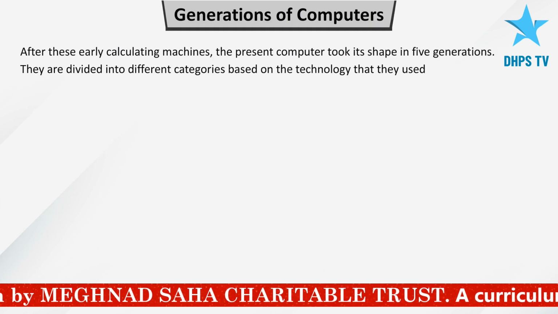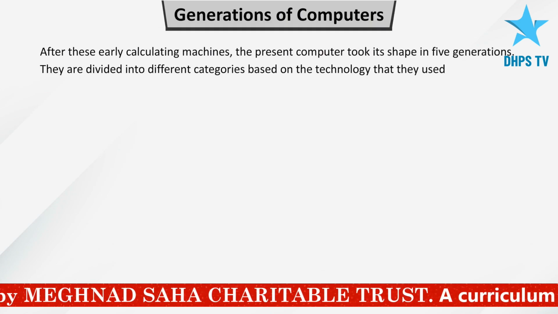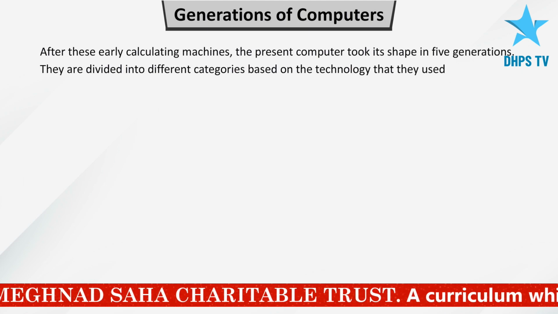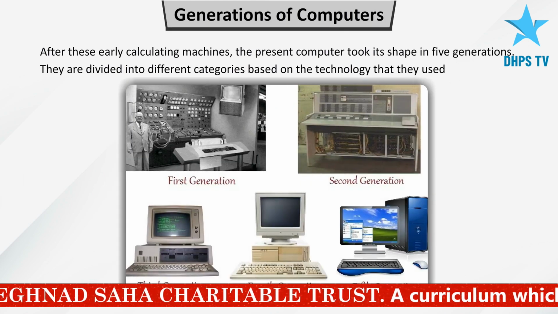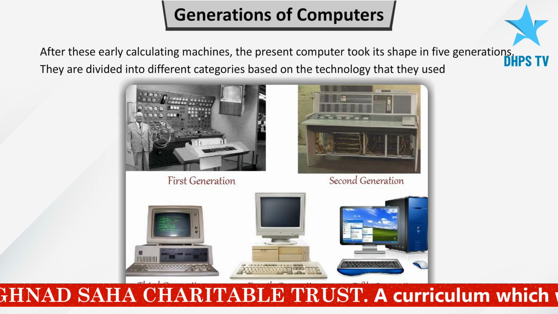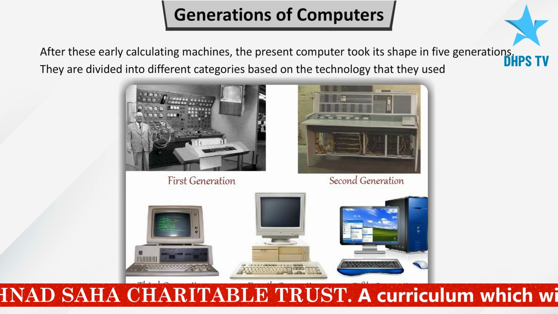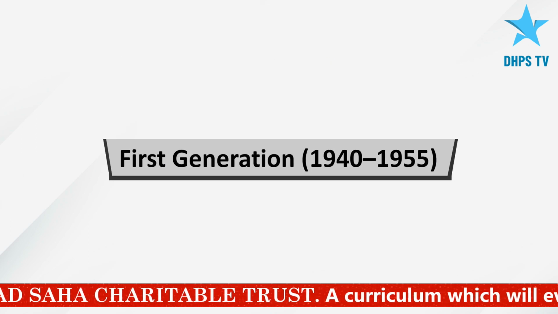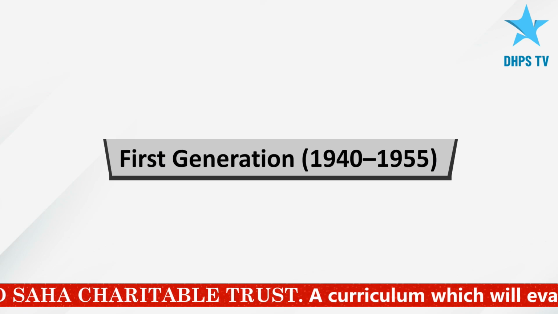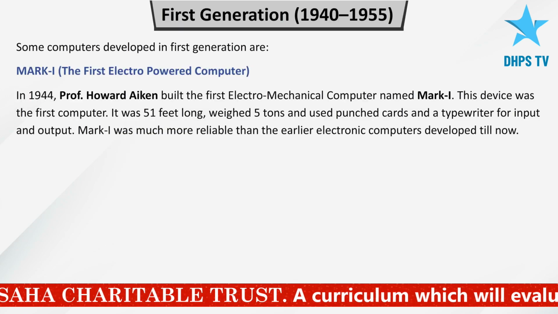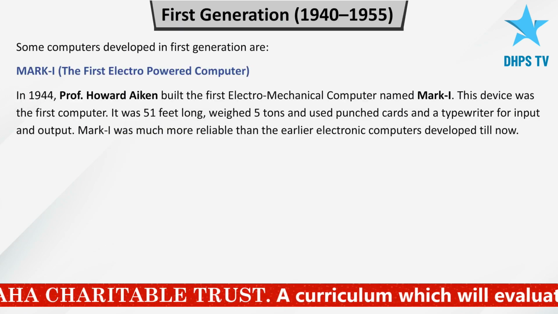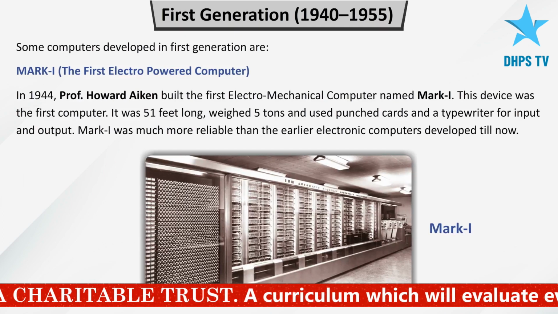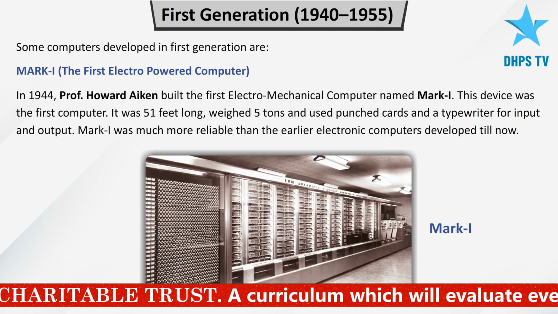Generations of computers. After these early calculating machines, the present computer took its shape in 5 generations. They are divided into different categories based on the technology that they used. First generation, 1940 to 1955. Some computers developed in the first generation are Mark I, the first electro-powered computer.